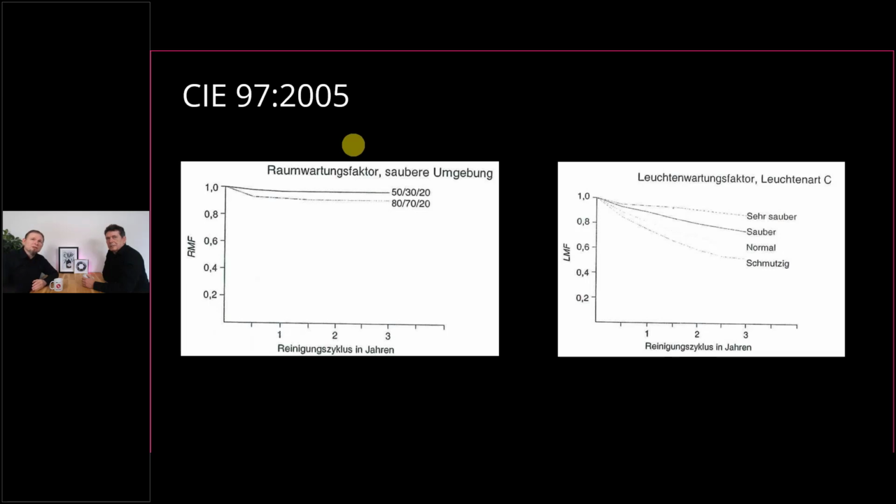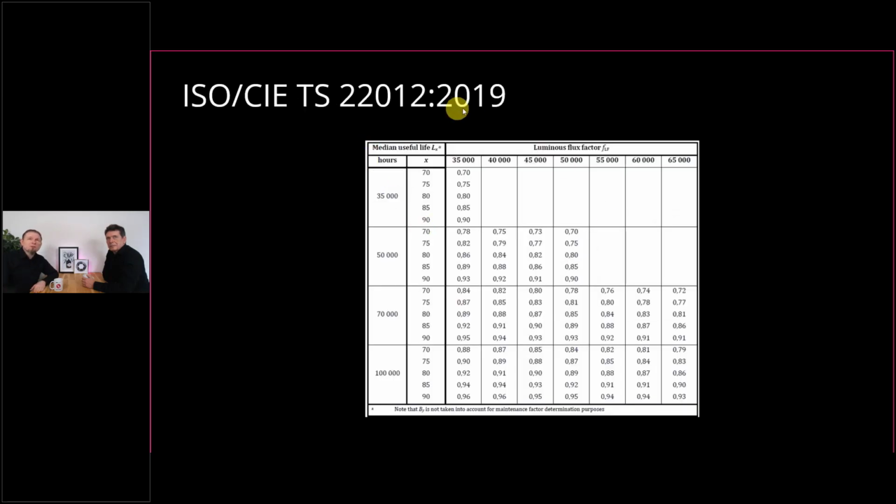And for this, there is a relatively new standard from 2019, also 5 years ago. But this is an ISO CIE technical specification, so in standard, the 22012. And this is dealing with maintenance, especially for LEDs. So this is referencing the CIE 97, so it's still valid, and CIE 97 is still in use for luminaire types, for the room and so on. But in the 22012, you have values also for LEDs.